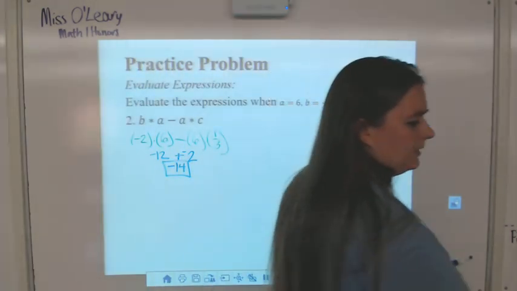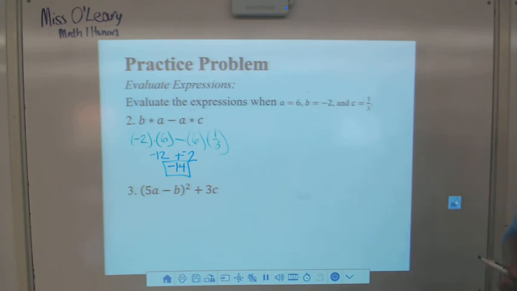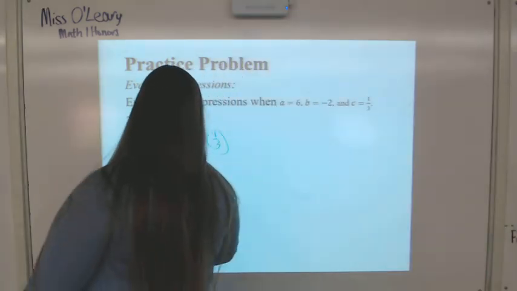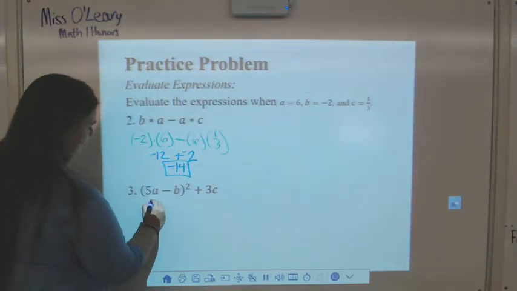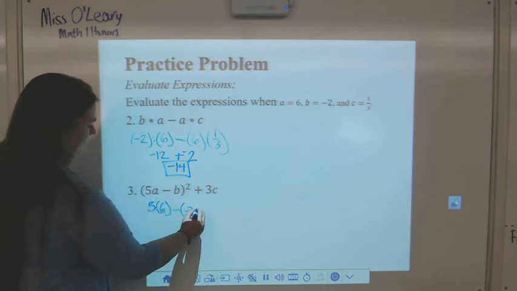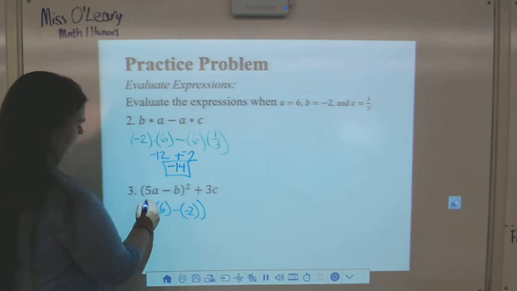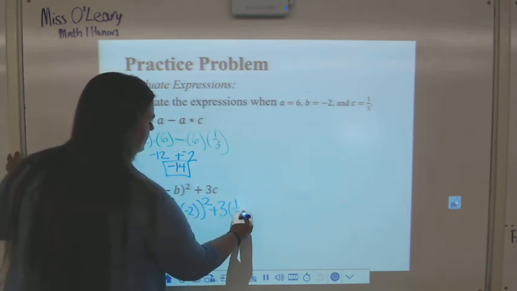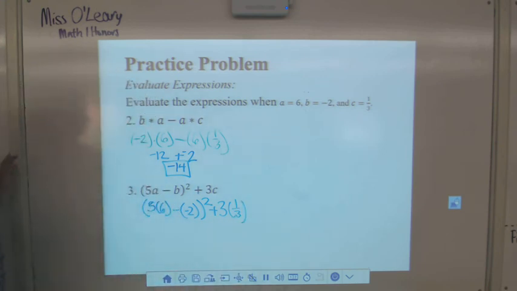On to the next one. I have 5a minus b, quantity squared, plus 3c. Order of operations tells me, evaluating expressions, first thing I want to do is plug in my values that I know. So I have 5 times a, which is 6, minus b, which is -2, all of that squared, plus 3 times my value of c, which is 1/3.